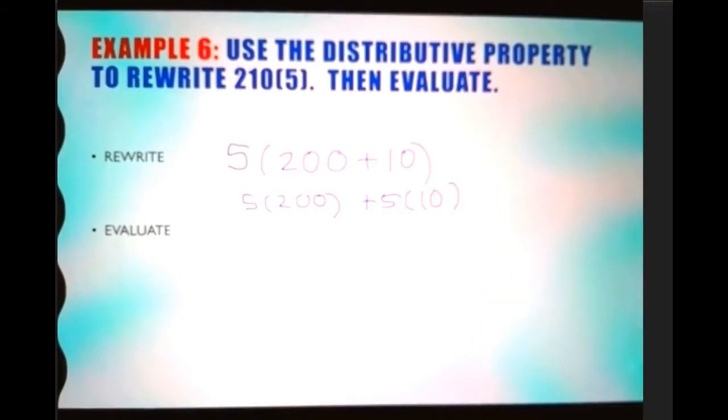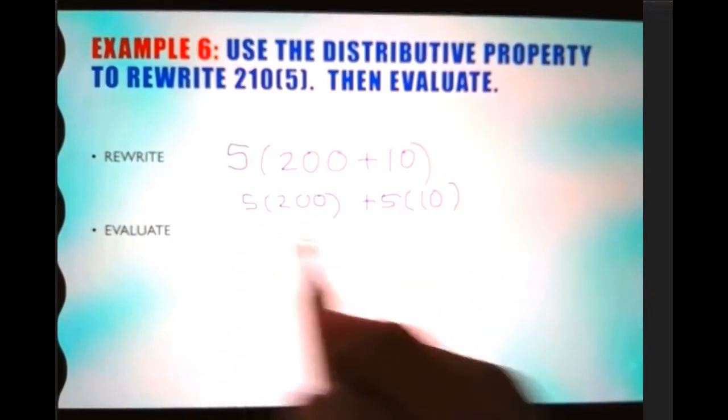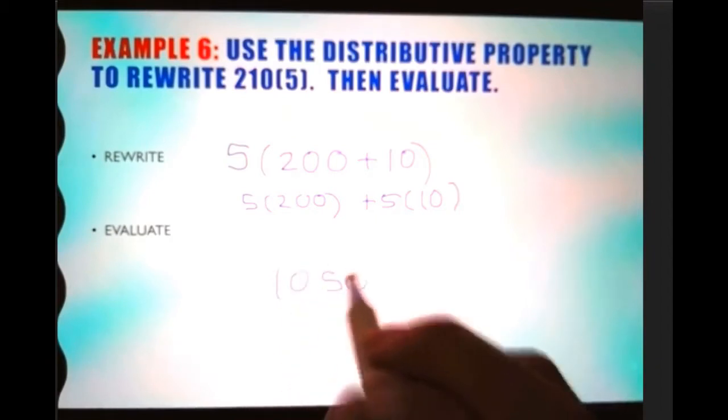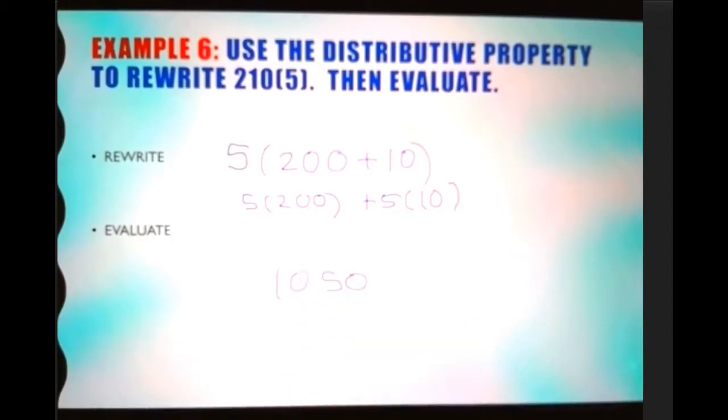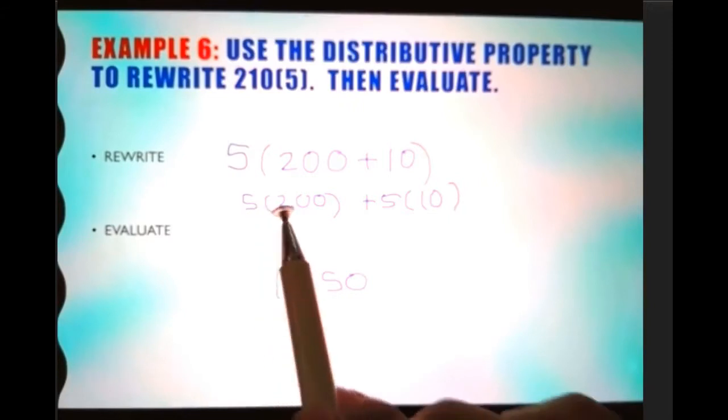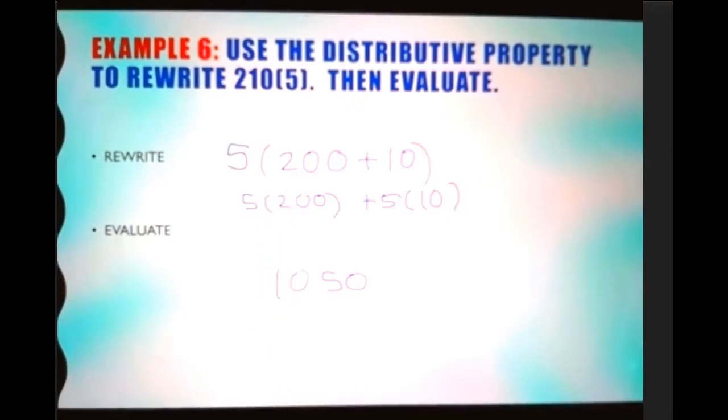Go ahead. What'd you get? Final answer, 1,050. Because 5 times 2 is 10. Add some zeros. 5 times 10 is 50. We get 1,000 plus 50 is 1,050.